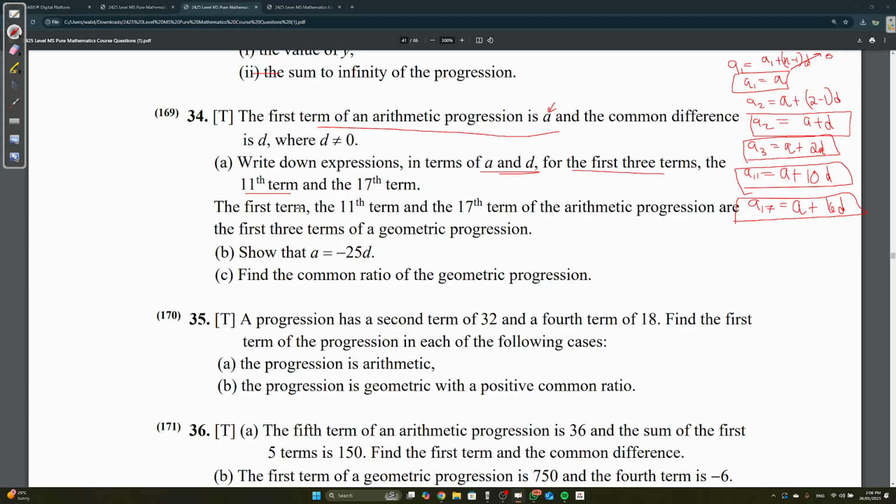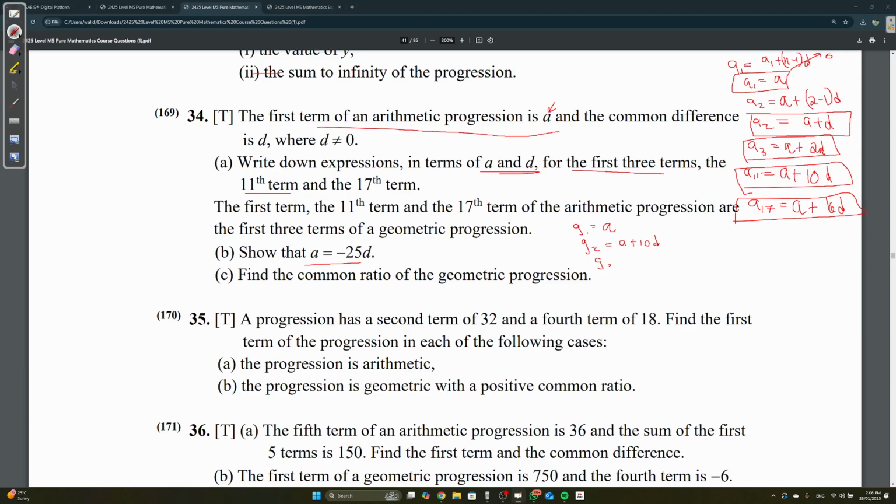Now they're saying the first term, the 11th term, and the 17th term are the first three terms of a geometric progression. Show that a, the first term, is equal to negative 25d. So we have a geometric progression where g1 is equal to the first term of our progression, which is a. They're saying g2 is the 11th term, which is a plus 10d.